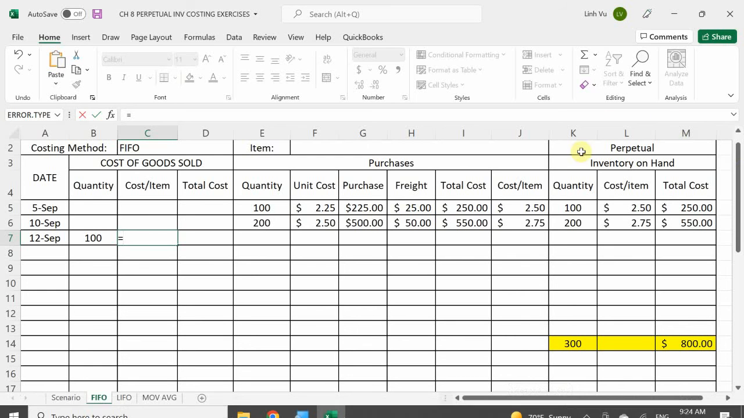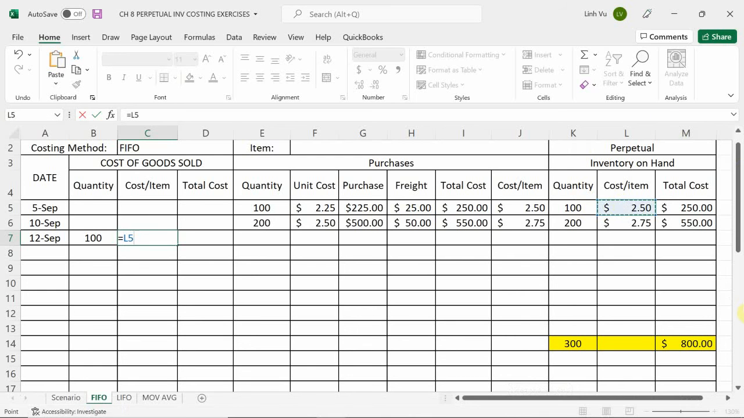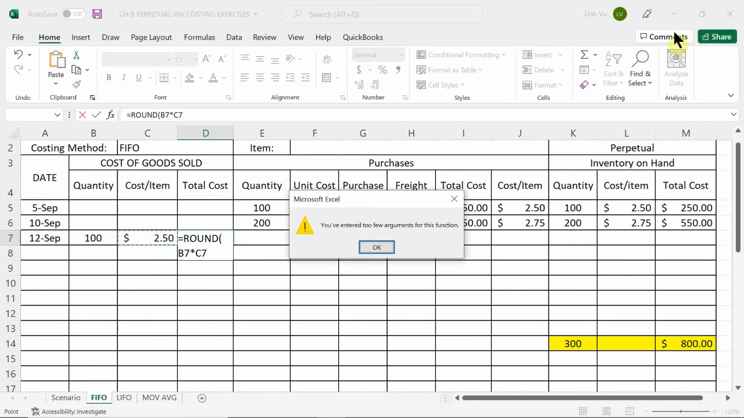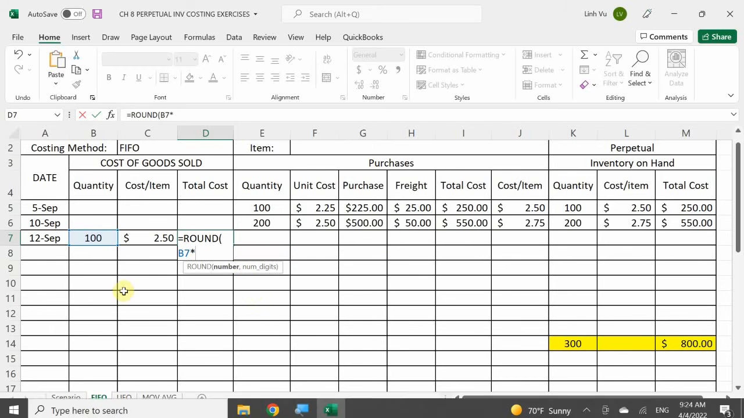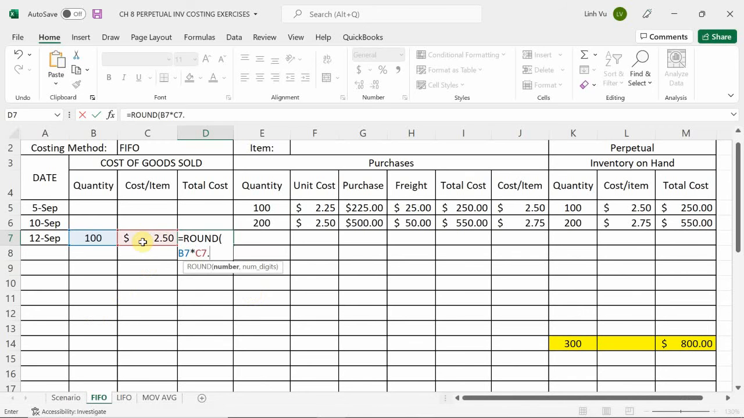And we already know it's going to cost me $2.50 each, which is going to give me $250.